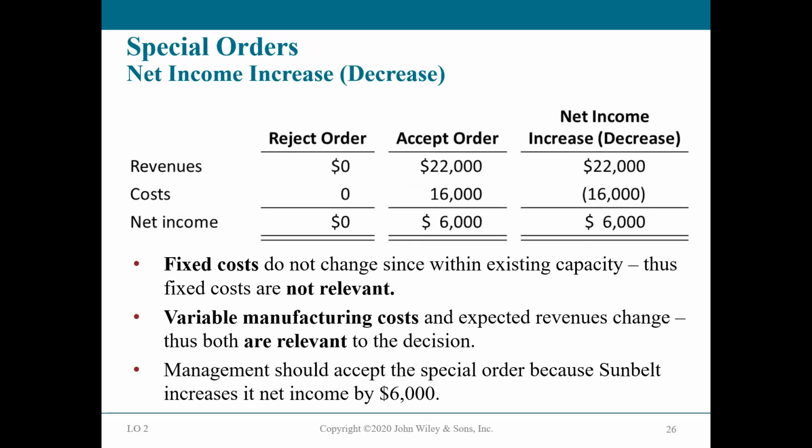So therefore, our net income would actually increase by $6,000. And that's all because fixed costs do not change. If we don't take the order, we're still going to pay them. So we should accept this special order from Sunbelt because it increases net income by $6,000.